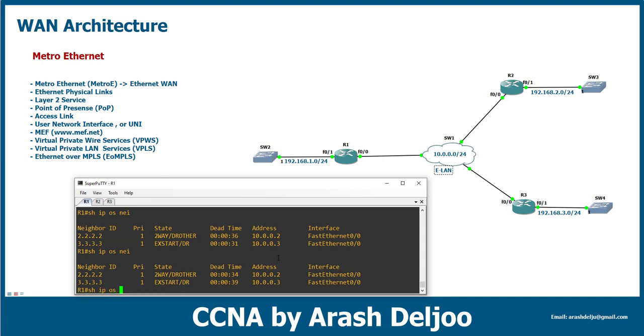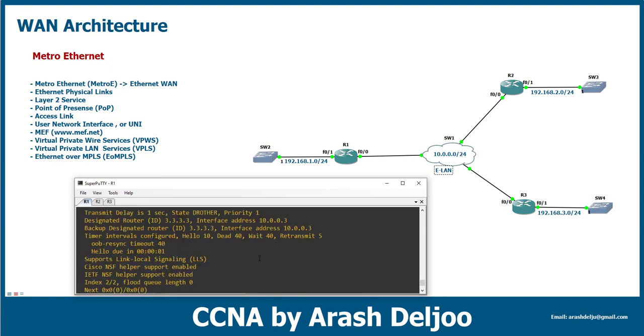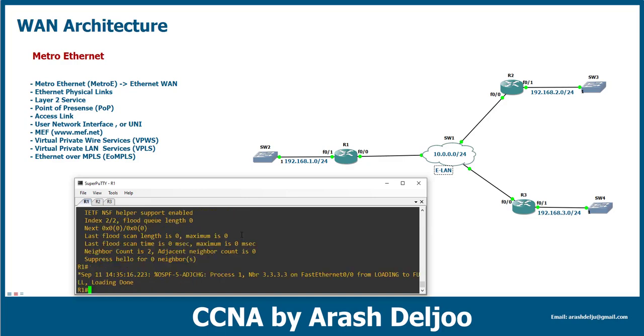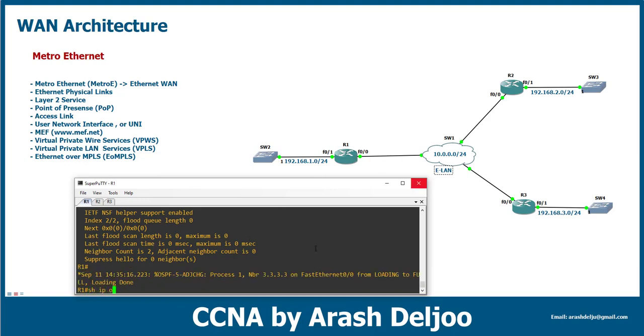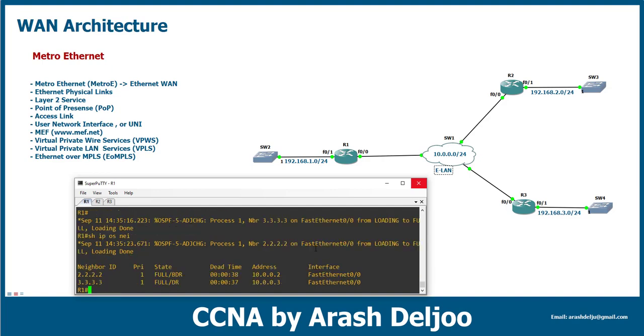Show ip ospf interface FastEthernet 0/0 can show us that we are now working on the selection of DR and BDR. Yes, now the first neighborship was established with router 3. Let me show you. Show ip ospf neighbor. Yes, we have neighborship with router 3. Router 3 is the DR because of its highest router ID, and router 2 is the BDR because it has the second highest router ID, and router 1 is the DROther.